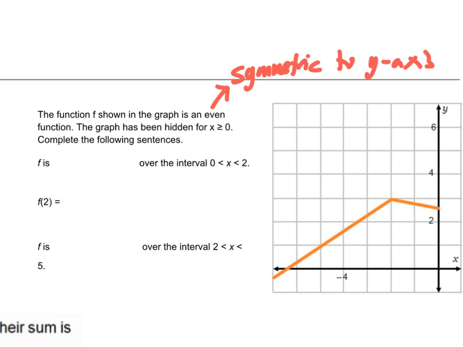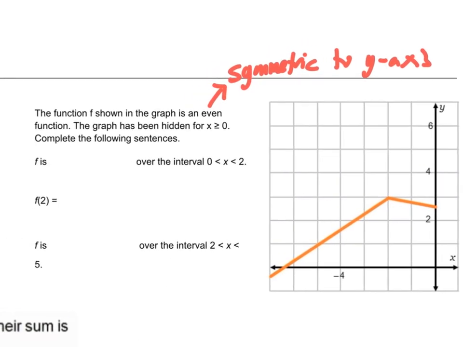Between 0 and 2, on that interval, the graph between negative 2 and 0 is decreasing. If it was symmetric, then it would be increasing over here. So f is increasing over that interval. And I know f of negative 2, this point here, is equal to 3. If we are symmetric to the y-axis, if we have an even function, then f of 2 would also be equal to 3.